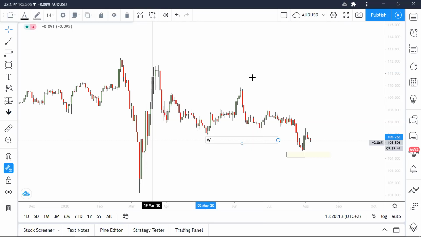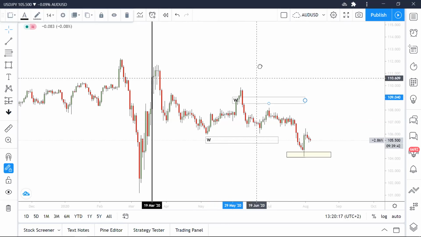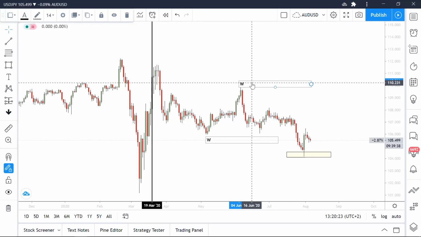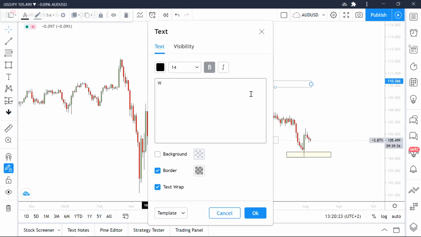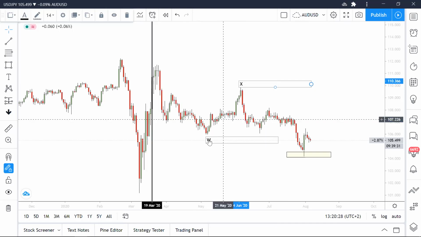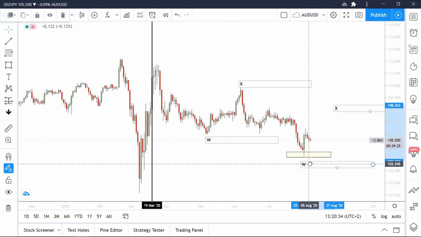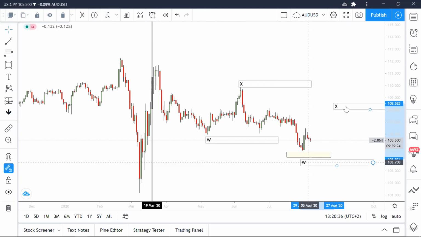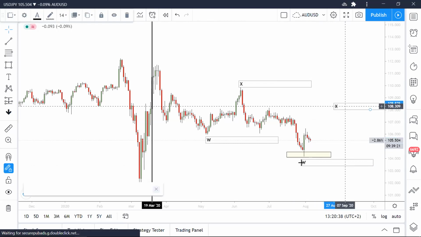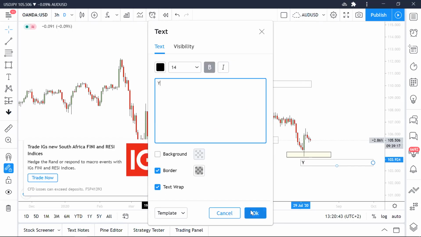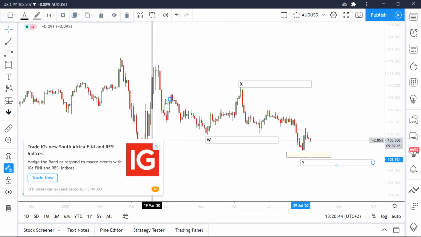So that is where we have our wave W, and then we're looking for wave X right here at the top. I'll just mark this as wave X. Then we're also looking for wave Y right here at the bottom. Right, let's just go ahead and delete this one. And then this would then be wave W, right?